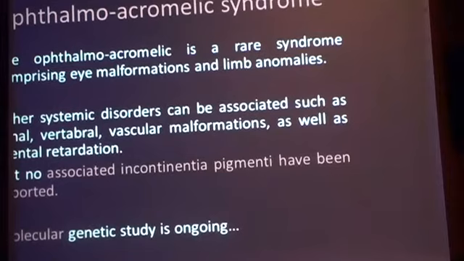So now we are looking for an ophthalmoacromelic syndrome with a geneticist, which is a rare syndrome comprising eye malformation and limb anomalies. Other systemic disorders can be associated, such as renal, vertebral, vascular malformation, as well as mental retardation, but no associated incontinentia pigmenti has been reported until today. Molecular genetic study is ongoing for our patient.